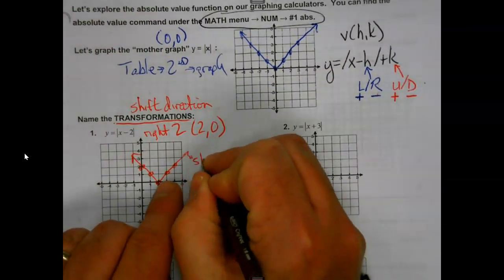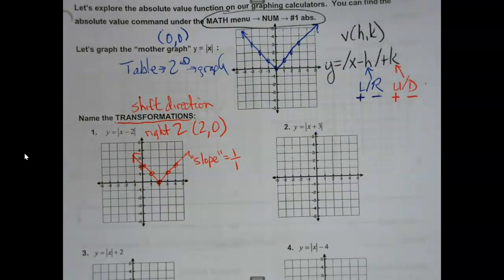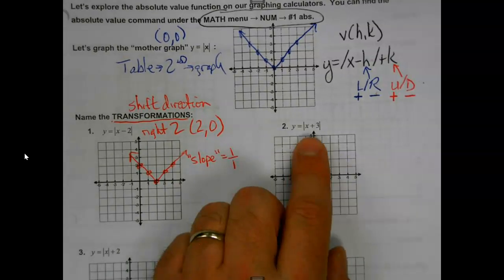I'm going to put little quotes around slope here. Looks like I'm just going up and over 1 each way, but it's got to be both ways because we're making this V shape. That's what we're going to see here shortly. Yes, because if it starts changing signs, it's going to move. So, let's play this one.